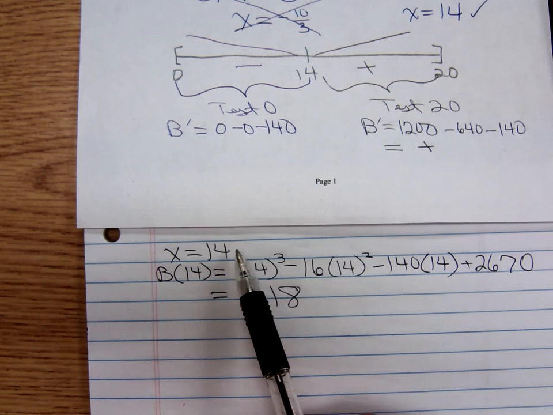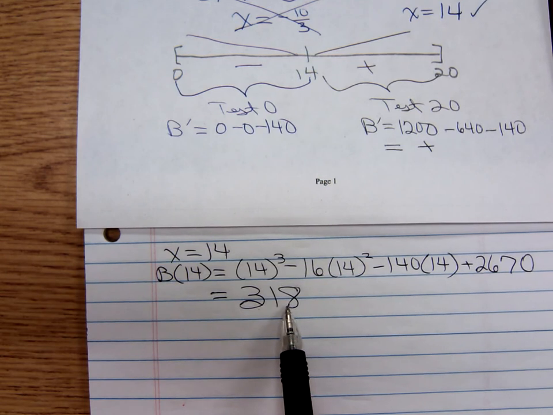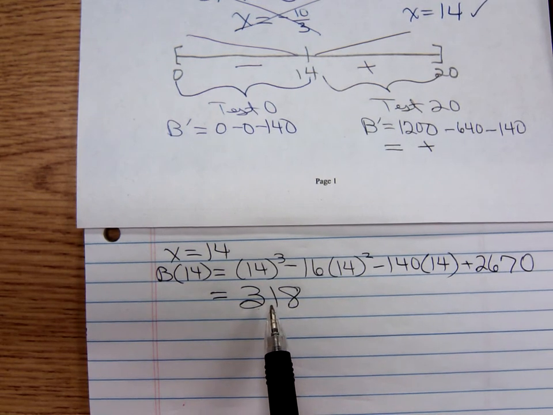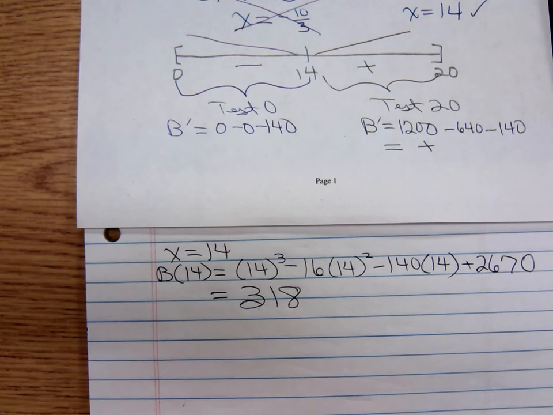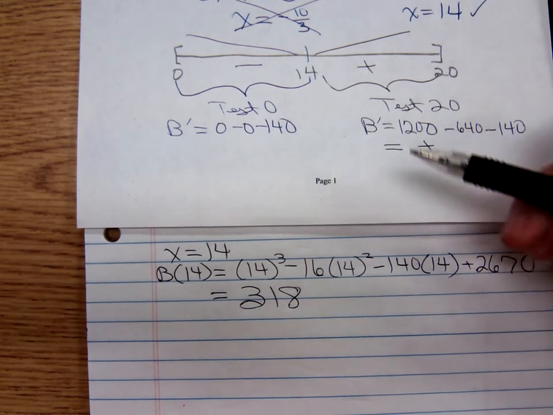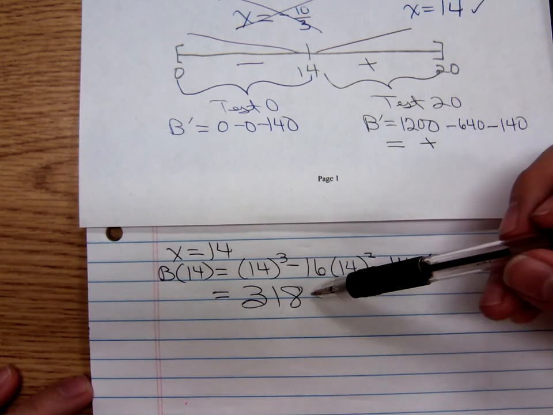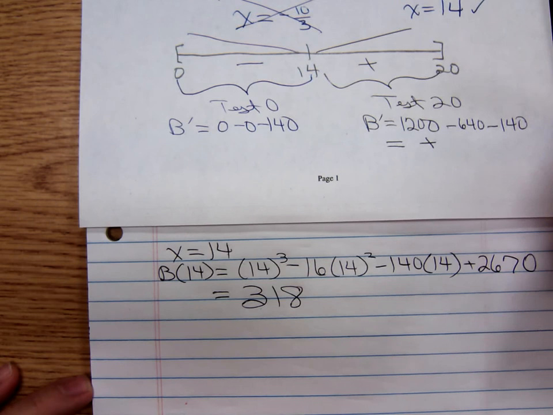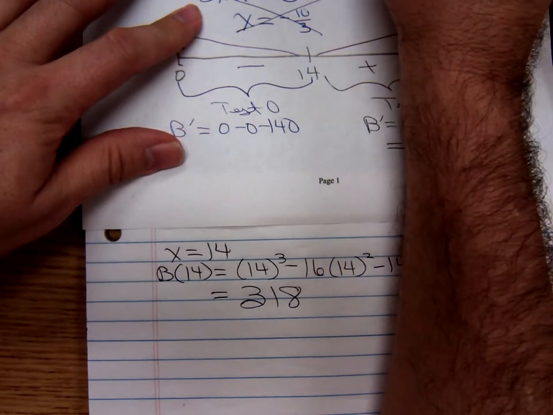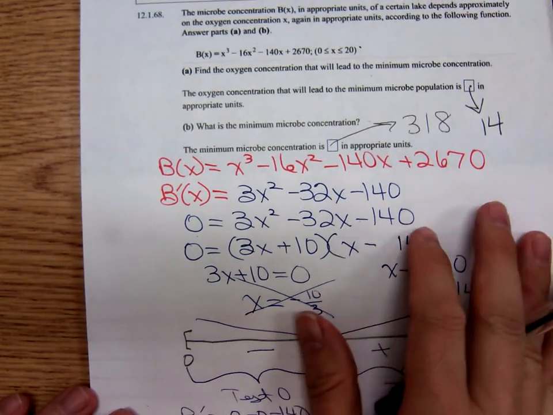So when there's an oxygen concentration level of 14, the microbe concentration is 318, and whatever those units are, I'll call them microbe units. So for 14 OU, 14 oxygen units, the microbe concentration is 318 MU for microbe units. So here we have 318. Any questions there?